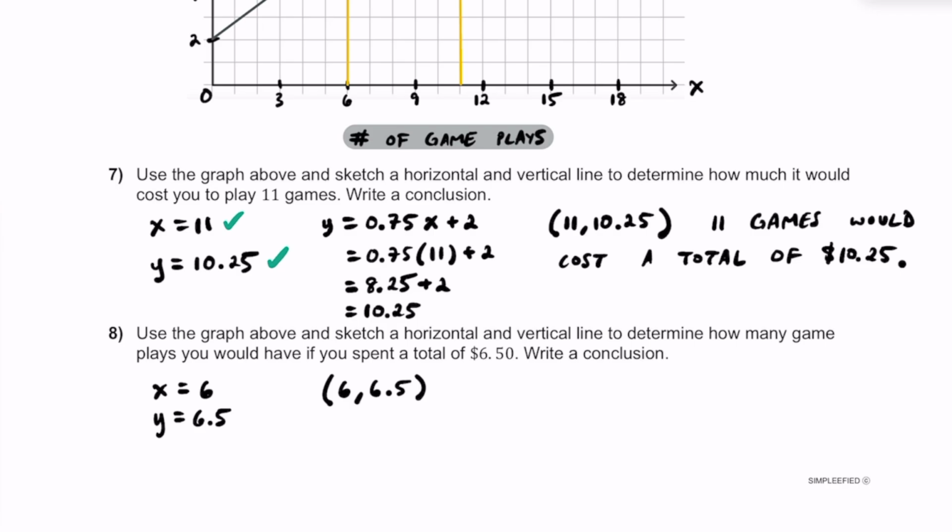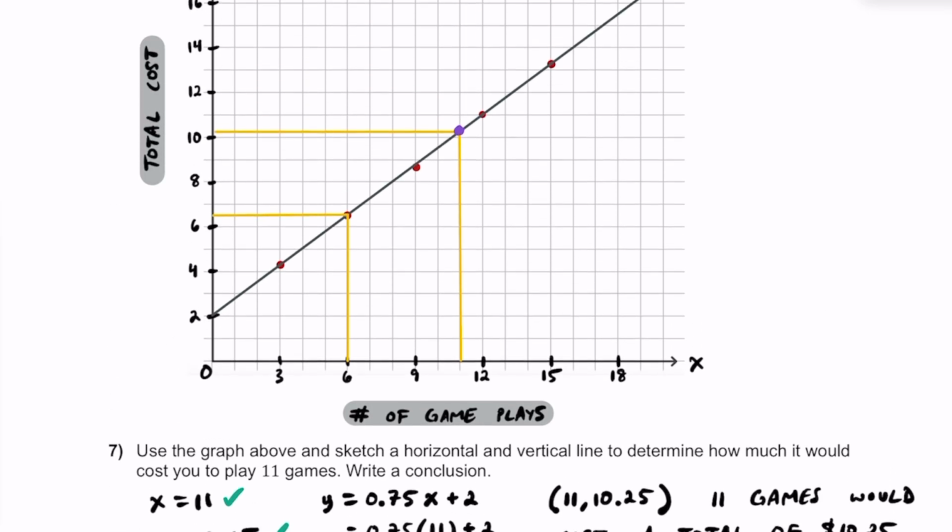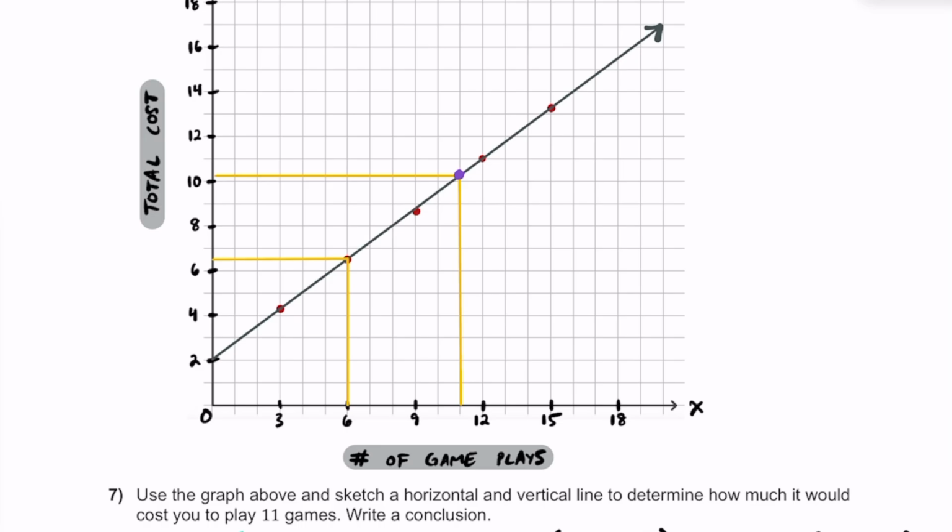You can also plug this into the equation just to double check here, but I promise it does work. And so what's the conclusion that we can make here? We can conclude that 6 games would cost a total of $6.50, and there's tons more combinations you can find on the graph if you would like to. If you wanted to see how much it would cost for 13 games, you could draw a line up all the way to the graph here and then figure out the total cost looking at the y-axis here, or even for like 18 games, you can make a prediction for the future as well that it would cost a little under $16. So you can use this graph as well. It's a nice visual to find out any cost as well as for any amount of gameplays.